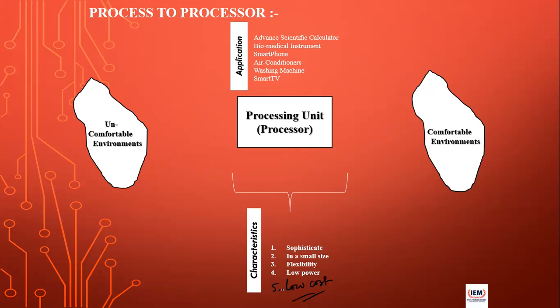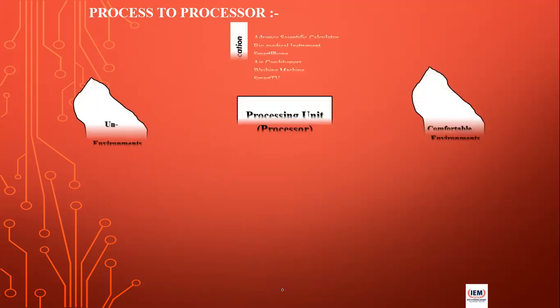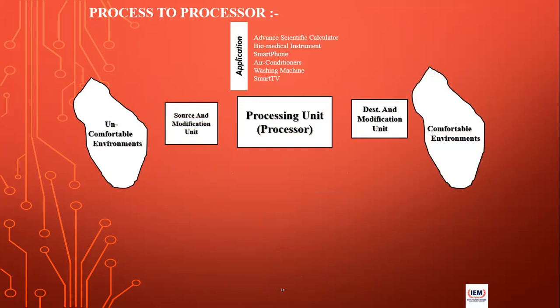So when we make the processing unit, we must look at some matters. We look that the device is sophisticated, small in size, more flexible, low power and low cost. Now we are talking about some other unit.